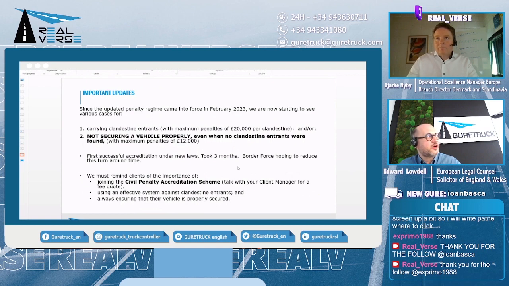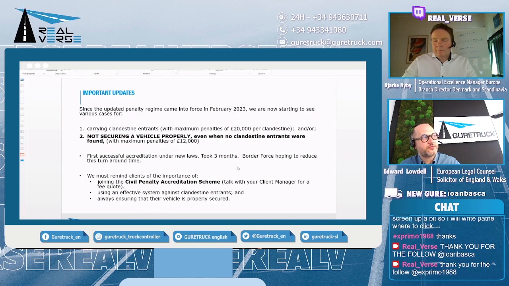So we haven't seen any fines being imposed yet, but we have seen lots of cases in the first stage. So as and when these cases move to the second stage, we will let clients know. But Border Force are issuing fines, and there are lots of cases for it.